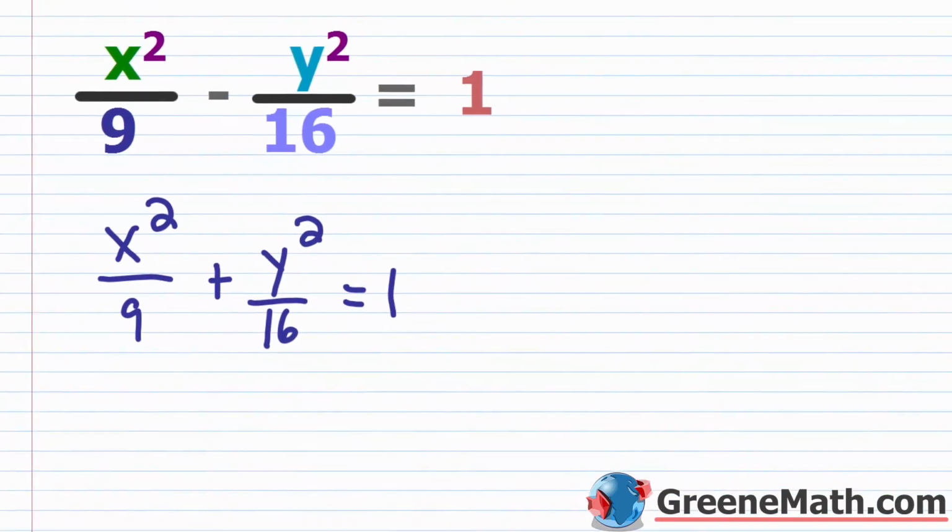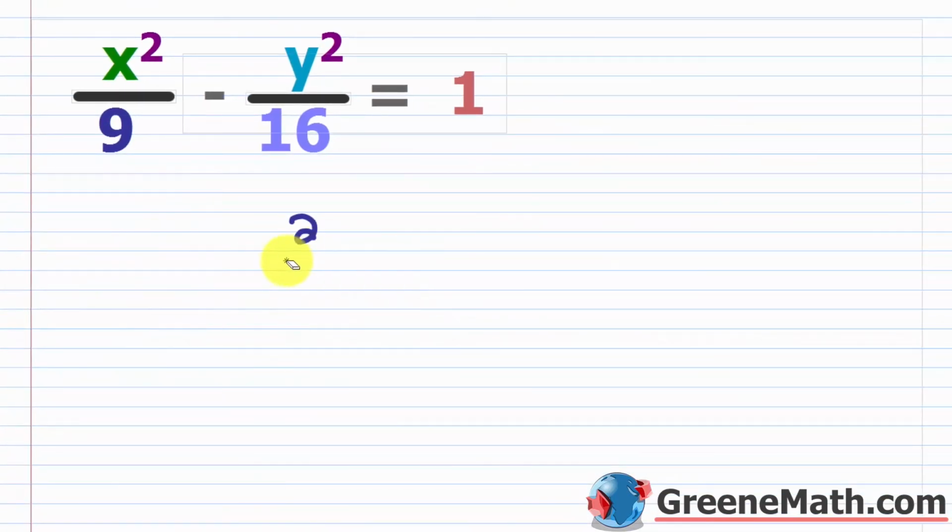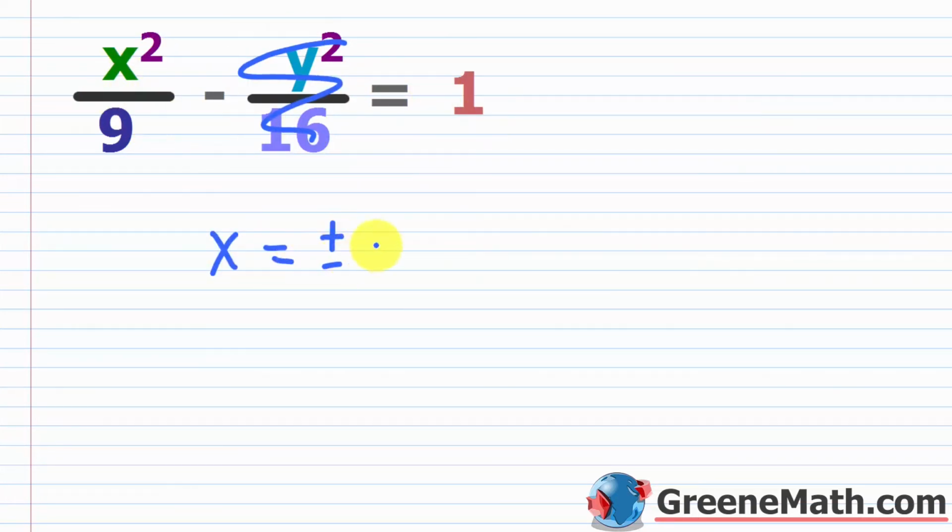Now, when we go back to the hyperbola, you're not going to get these 4 points to connect, okay? And the reason is because of this minus sign. Let's think about this for a second. If I have x squared over 9 minus y squared over 16 equals 1, plug in a 0 for y, it's a similar thought process. X squared over 9 equals 1. X is going to equal plus or minus 3.